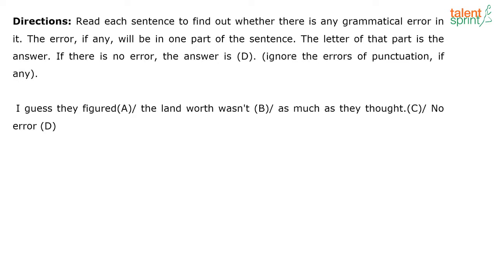Actually, I guess they figured, what is the context meaning? The context meaning is they thought that the price of the land was worth this much, but it actually wasn't. The reality was completely contradicting what they believed it to be. That's the context meaning. Again, it's a word order error. The error is in part B.